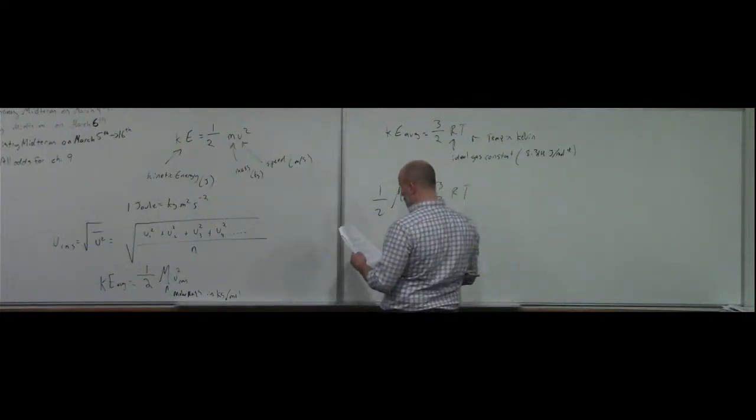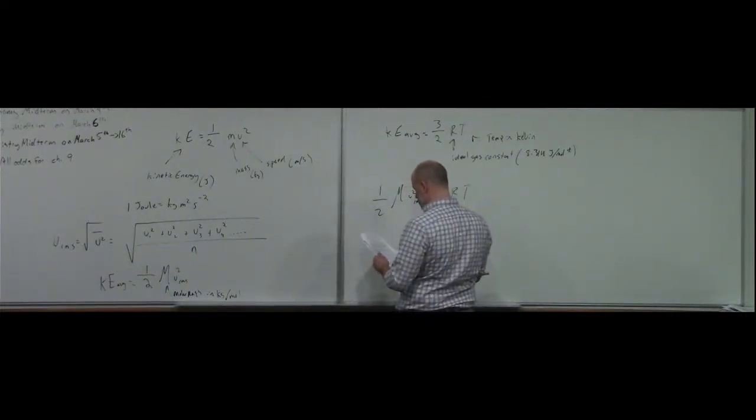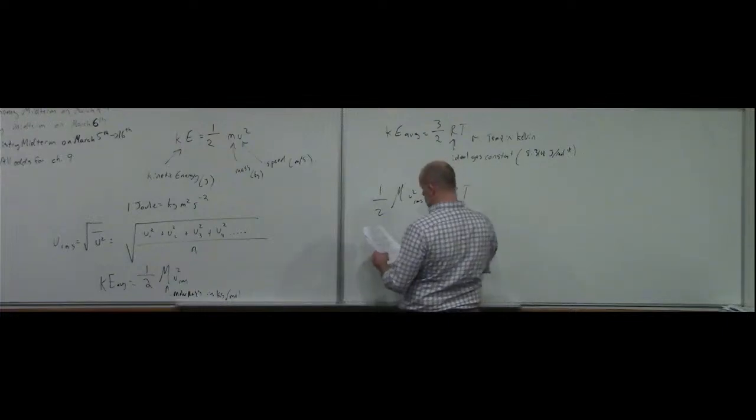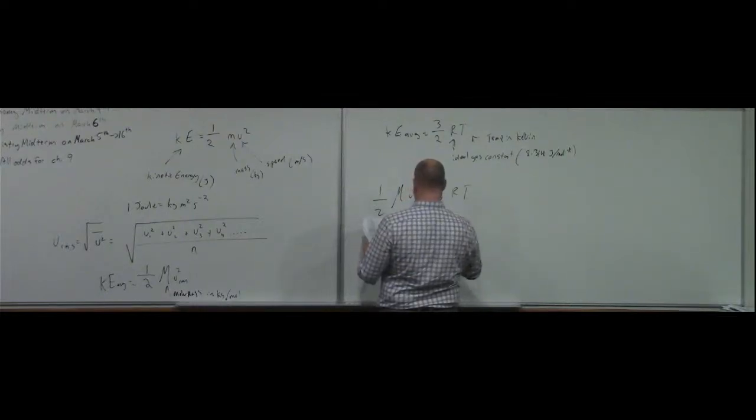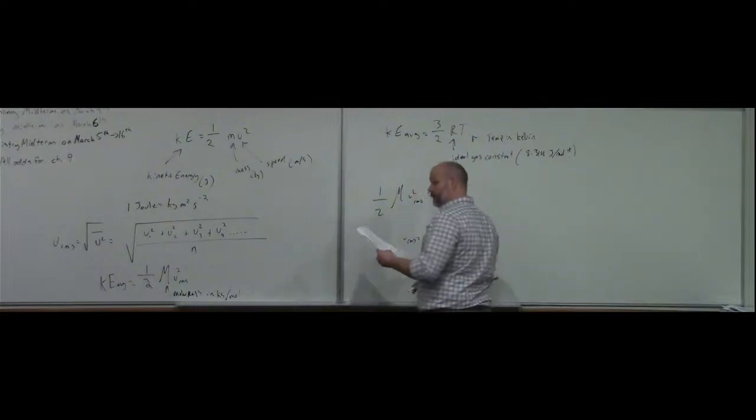Right, and now what are we doing with this? We're going to solve for temperature, right? Or for average molecular speed. And so we get this: URMS equals the square root of 3RT over molar mass.